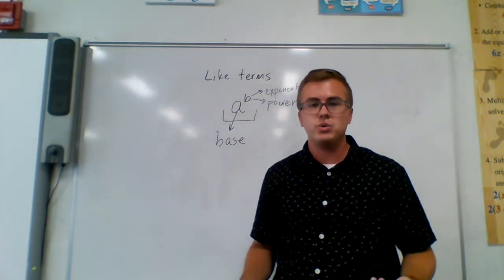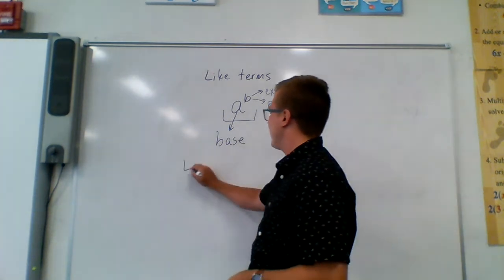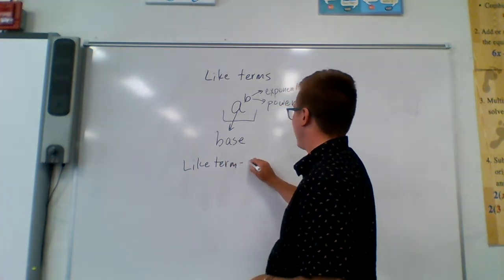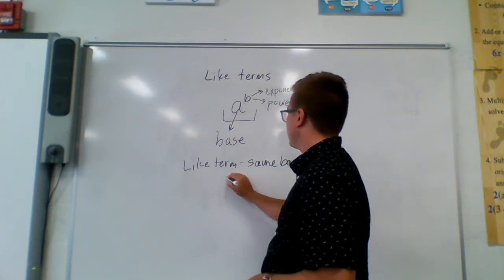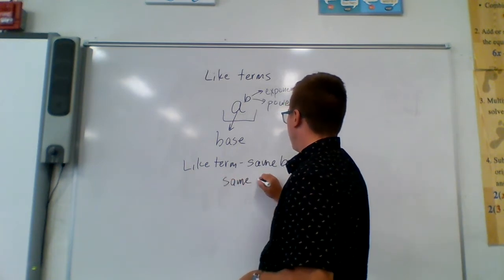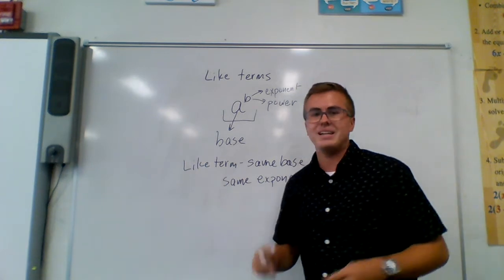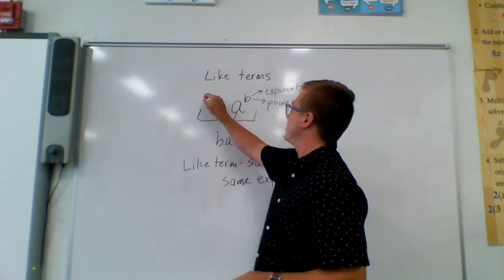And what we want to do is we want to find like terms. So a like term has to have the same base, same exponent. Now, what can be different about it is it can have a different coefficient out in front.